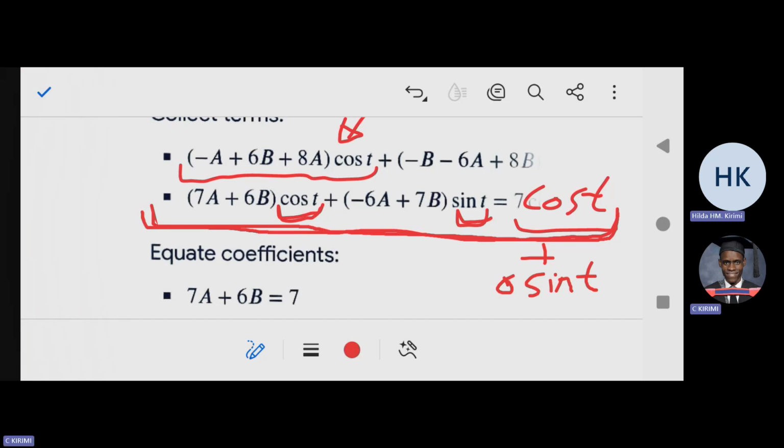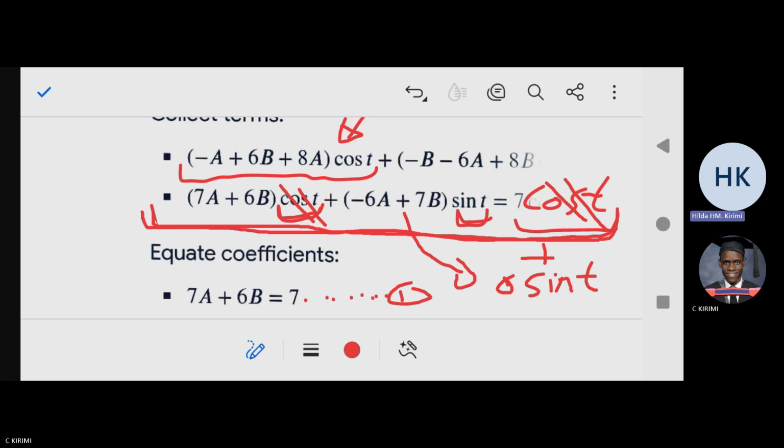So you make two equations now. This you equate to this one. Then the first equation for cos, you equate it to 7 cos t, in such a way that the cos here will cancel, this one will cancel and that one, so that you are having 7a plus 6b is equal to 7. This step, you make it your equation number 1. Are you there? Do you understand it?